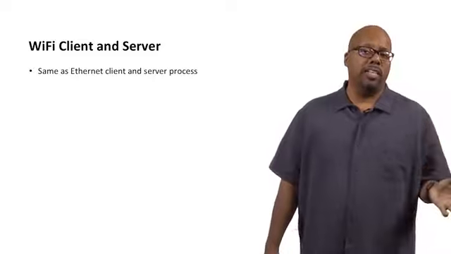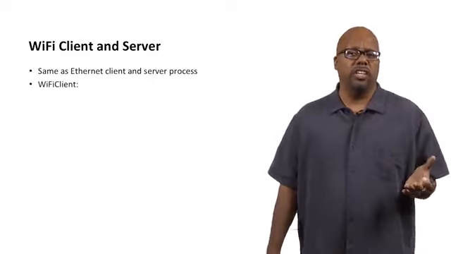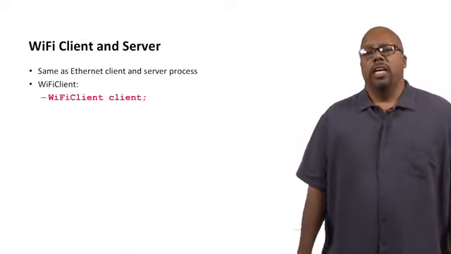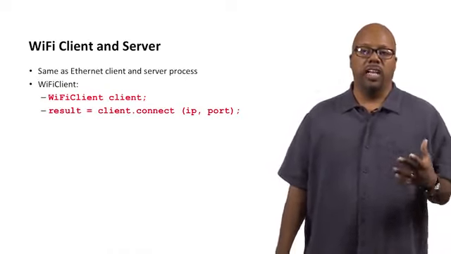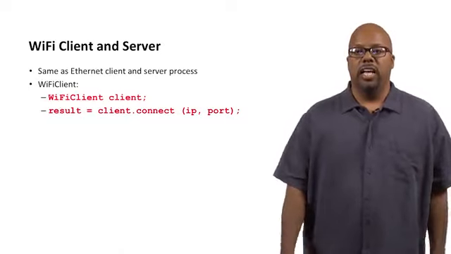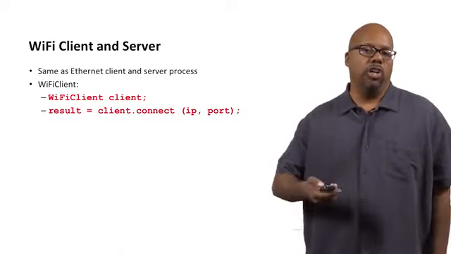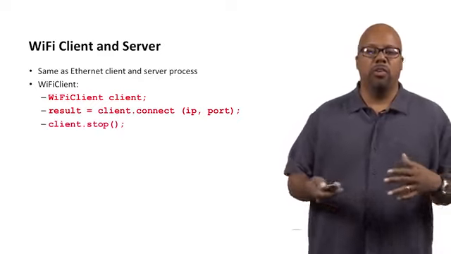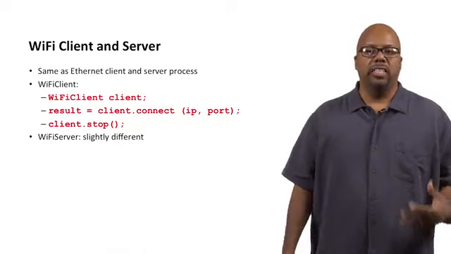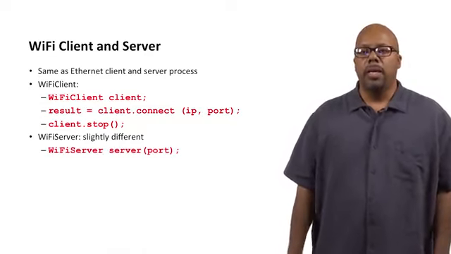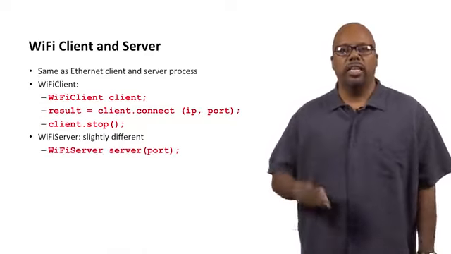Now, once you've connected, once you've joined the network, then a lot of this part about you acting as a client and a server is very similar to the Ethernet shield. So instead of an Ethernet client, you've got a Wi-Fi client. You create a Wi-Fi client if you're acting as a client. And you call client.connect with an IP address and a port. This is actually the same as with the Ethernet client. And client.stop stops communication.